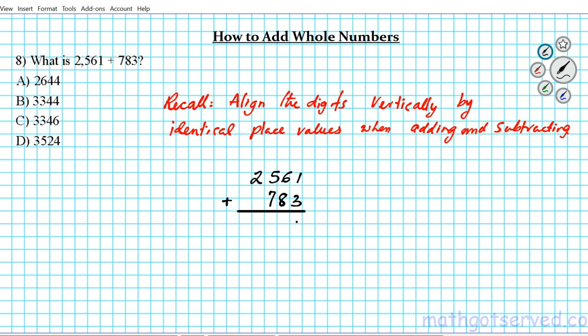1 plus 3 is 4. 6 plus 4 is 10, so 0 carry 1. Then we have 5 plus 7 plus 1. Oh, snap, computer's not working. So we have a 3. And then a 3. Okay? So it's 3,344. The answer to question number 8 is option letter B.